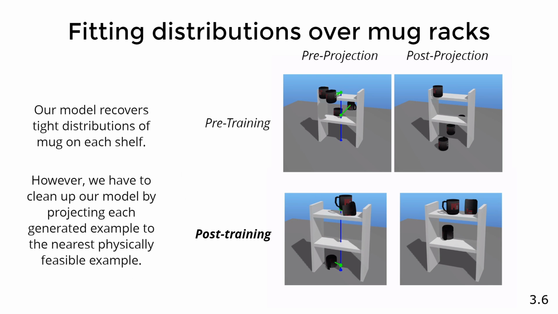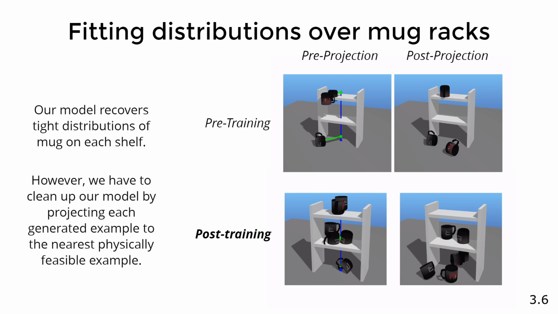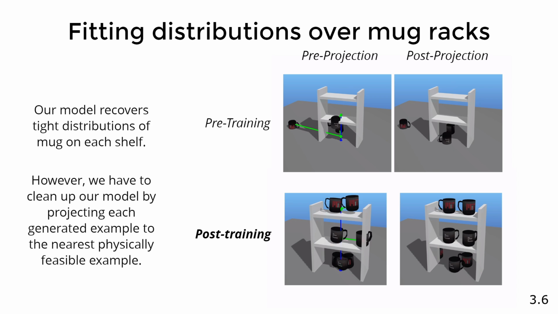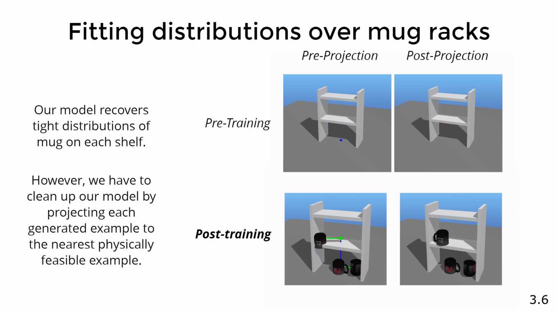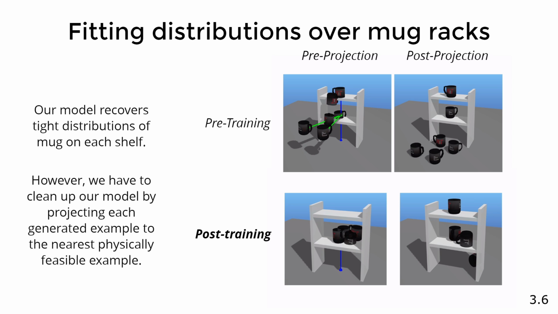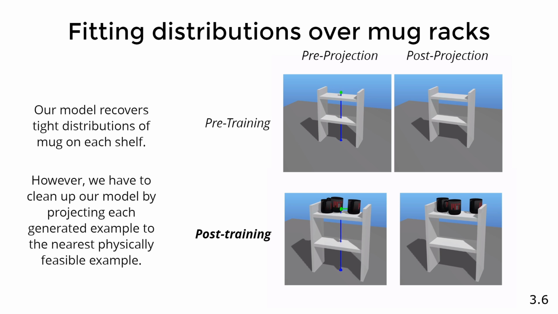Our model is able to learn the distribution of human-generated mugs, and reproduce relatively reasonable arrangements of mugs on the rack, progressing from weak distributions with poor clustering, shown at the top, to tightly clustered arrangements of reasonable numbers of mugs, shown at the bottom. However, a limitation of our method becomes pretty obvious in 3D.